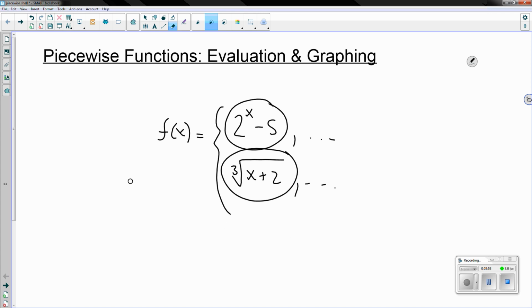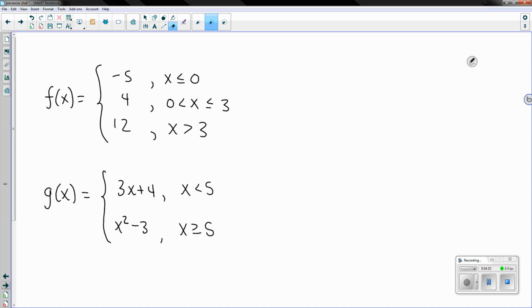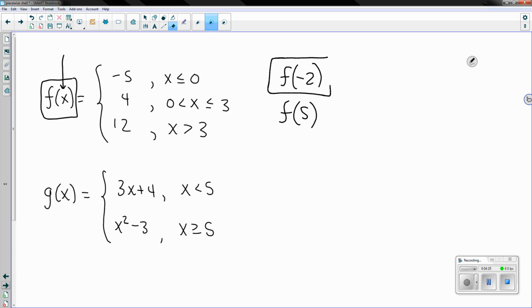So now that we know what the piecewise functions are going to look like, let's look at how we evaluate them. So I have 2 examples here. We have f of x and g of x. So we're going to look at f first. And we're going to say, what is the value of f at negative 2? And what is the value of f at 5? So we see this f of x as the function name. We know that what's inside that parentheses are our input. So when we see notation like this, our function evaluation notation is telling you to substitute negative 2 in for x.